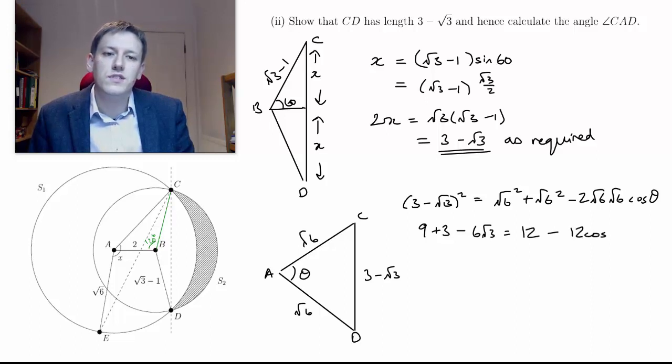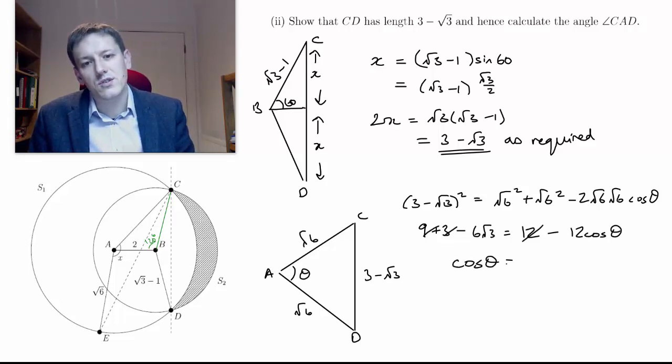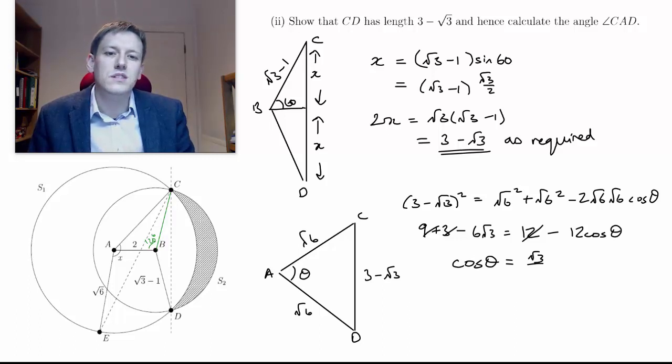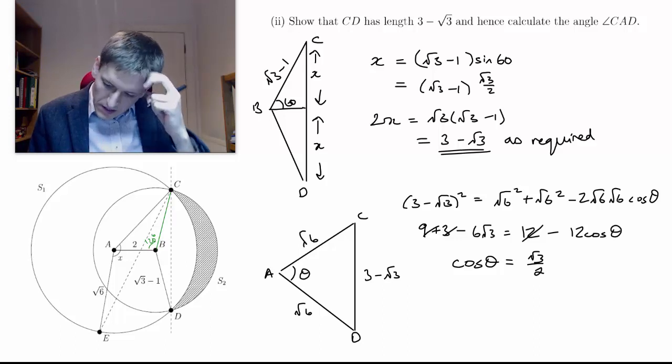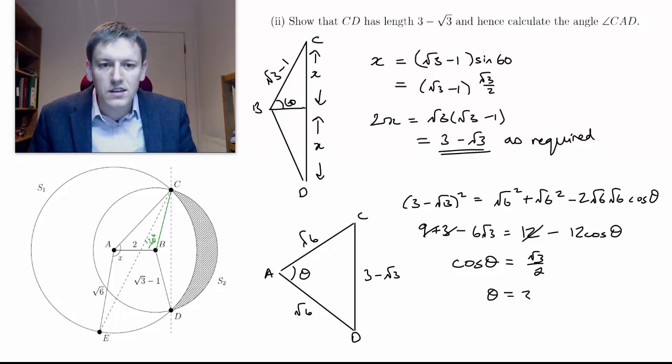Minus 12 times cos theta. So I get the 12s here cancelling out. So I have that cos theta is minus 6 root 3 divided by minus 12. So cos theta is root 3 over 2. And that gives us that theta is 30 degrees here.